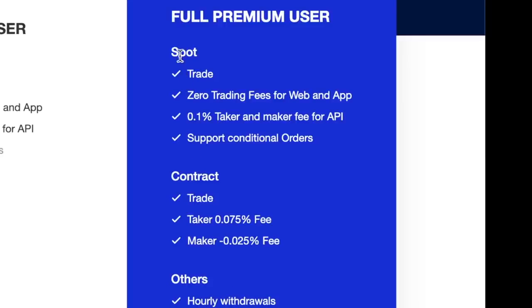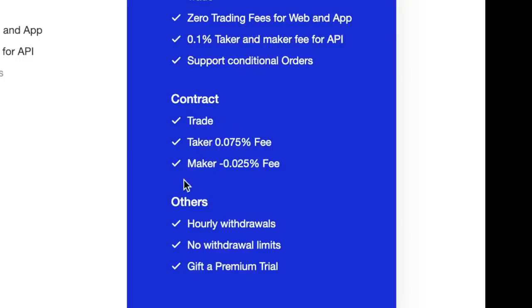You can also trade spot with support for conditional orders. But that's not all. Look at this. If you have the premium membership, you can get hourly withdrawals. Now, this might sound like nothing spectacular, but if you look at all of the other derivatives exchanges, BitMEX, for example, you can only withdraw once per day. Most competitors have that. You can only withdraw once per day. And some other competitors might have 3 times per day. But with this full premium membership, you get hourly withdrawals. This makes Phemex unique yet again.